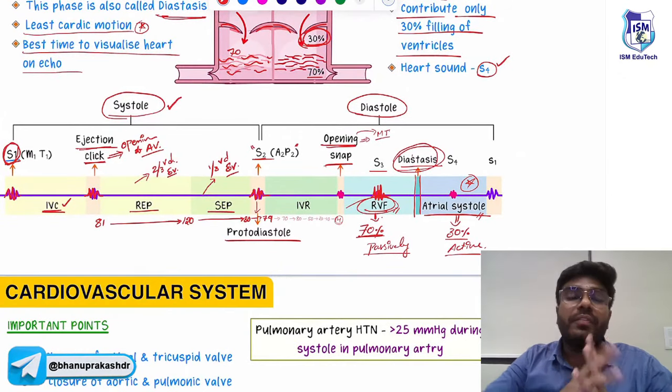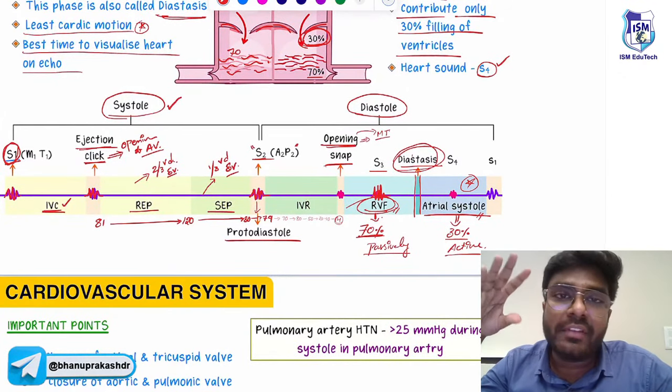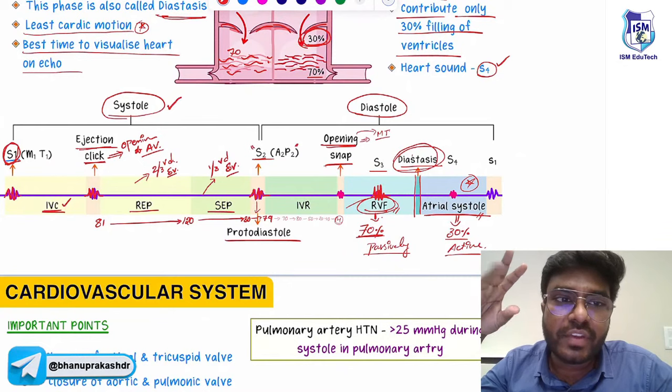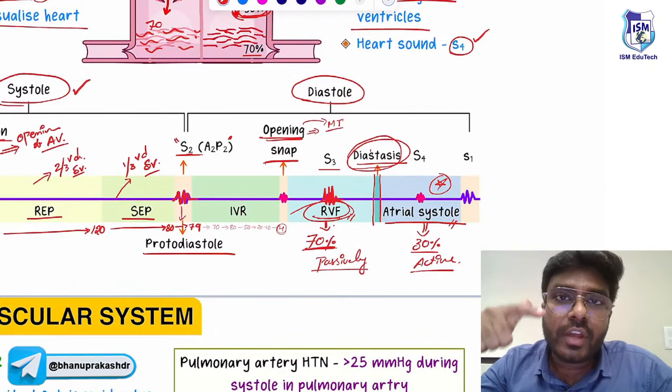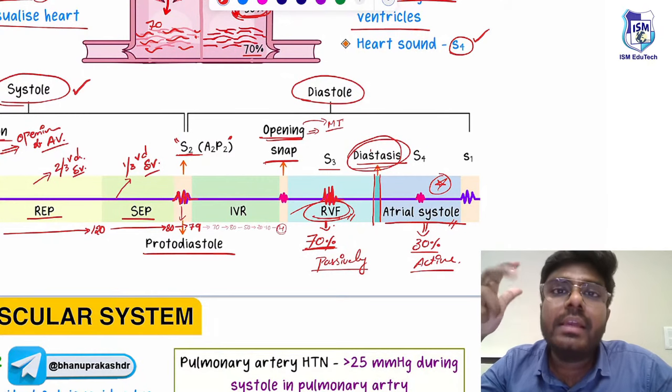What are the phases in the systole? Three phases: isovolumetric contraction, rapid ejection phase, slow ejection phase. What are the phases in the diastole? Protodiastole, isovolumetric relaxation, rapid ventricular filling, diastasis, and atrial systole.